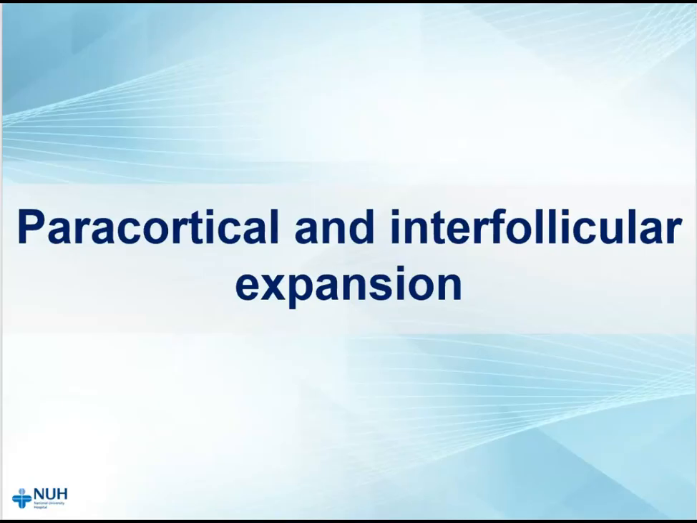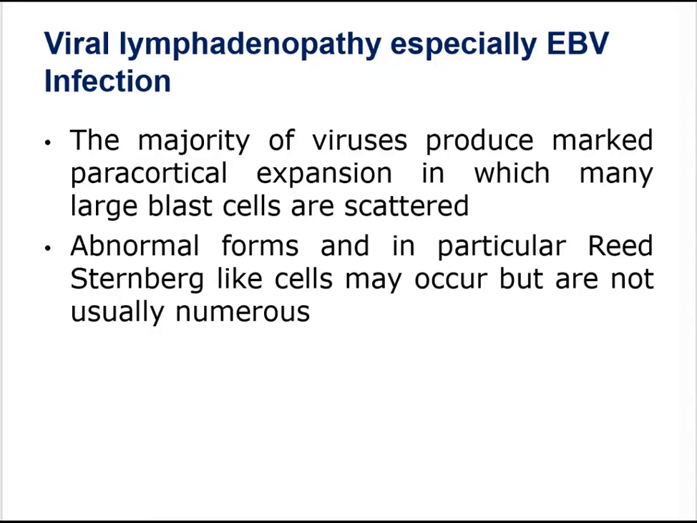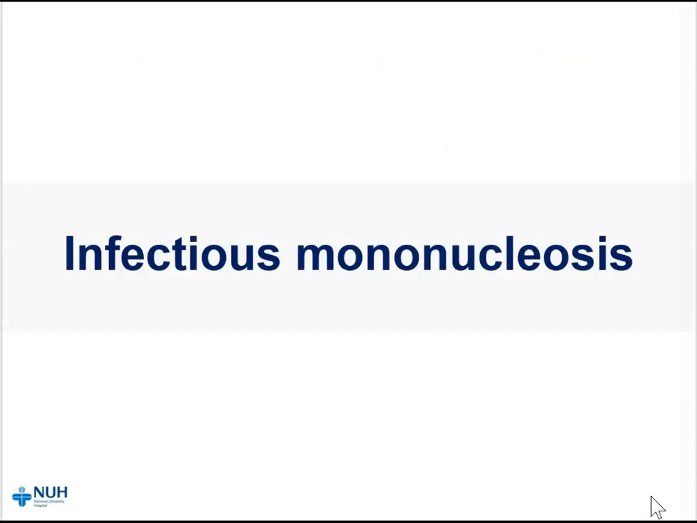Next, we shall examine reactive lymphadenopathies that are characterized by paracortical and interfollicular expansion. This group of conditions is dominated by viral infections, the majority of which produce marked expansion of the paracortex with many activated blast cells seen. At times, we may see atypical lymphocytes and in particular, Reed-Sternberg light cells may be seen, particularly in cases of EBV infections. First, let us consider infectious mononucleosis.